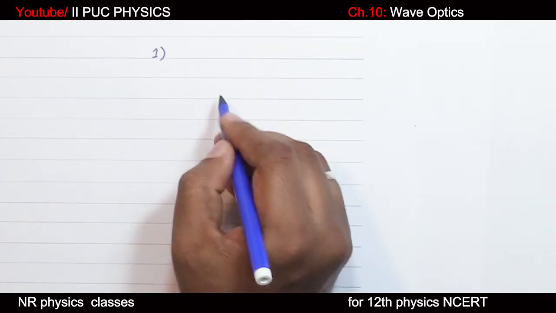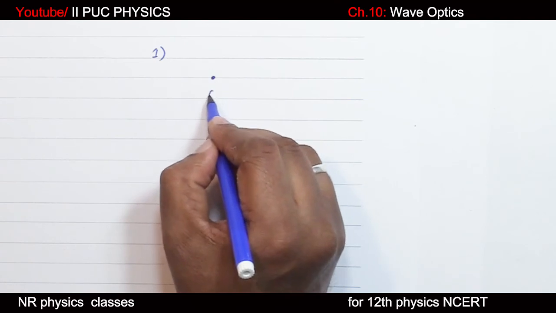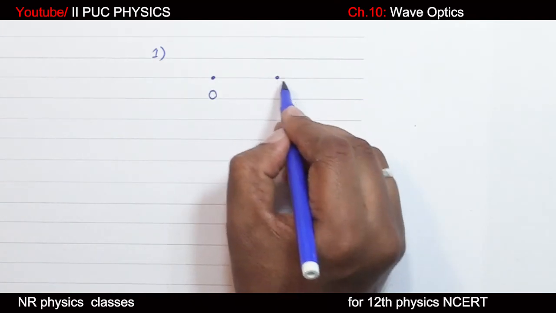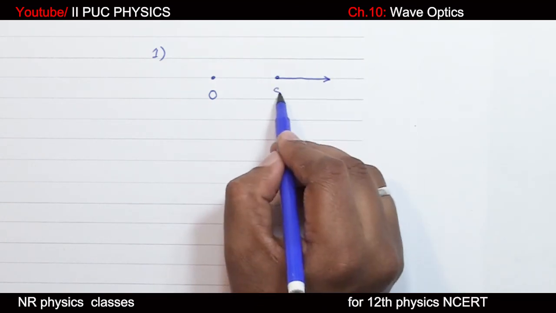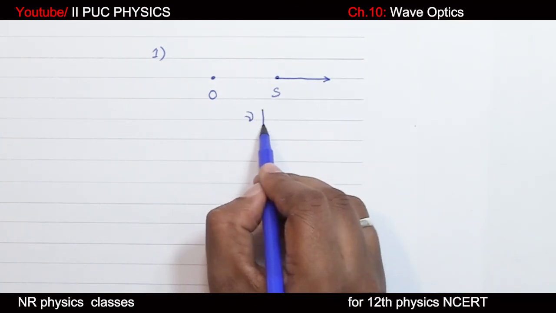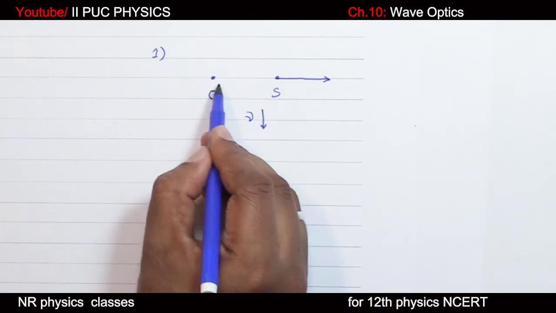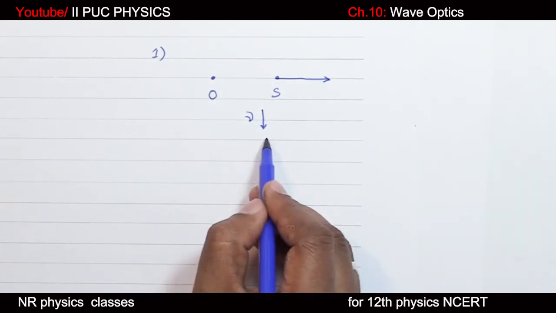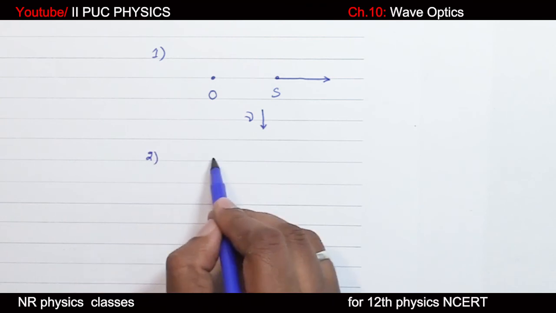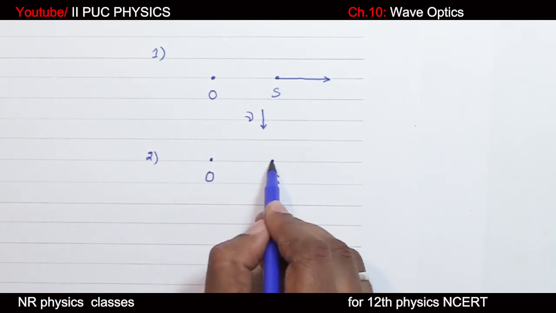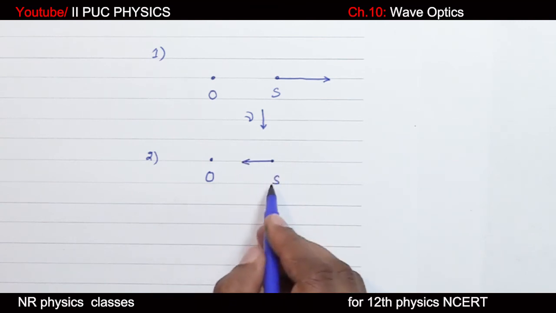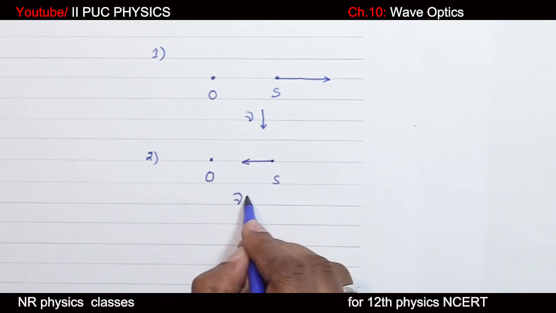First case, if this is the observer and the source is moving away from the observer, then the frequency observed by the observer decreases. Second case, this is the observer. If the source is moving towards the observer, then frequency increases.